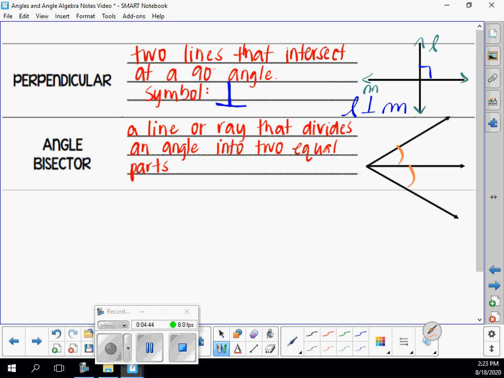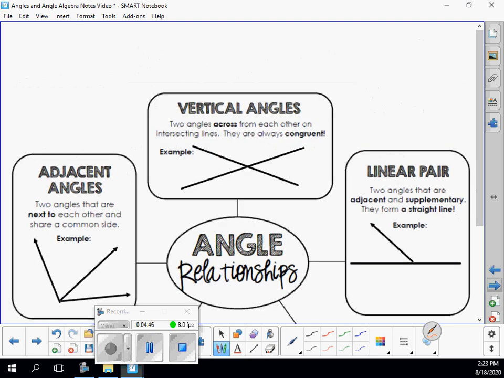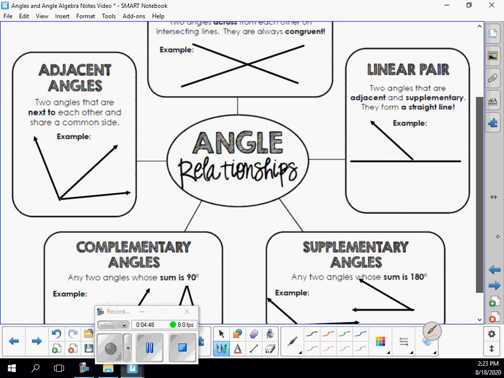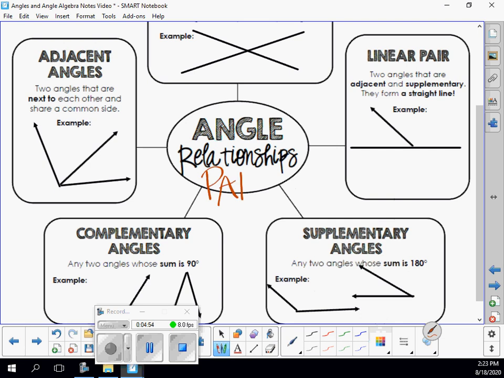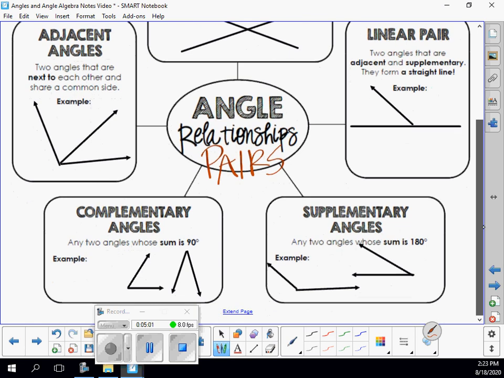Now the most important part for today are these angle relationships. And what I really need you to understand is that these angle relationships are actually angle pairs, because in all of these, there's two angles being paired up together. Complementary and supplementary angles are kind of their own being, and they're separate.